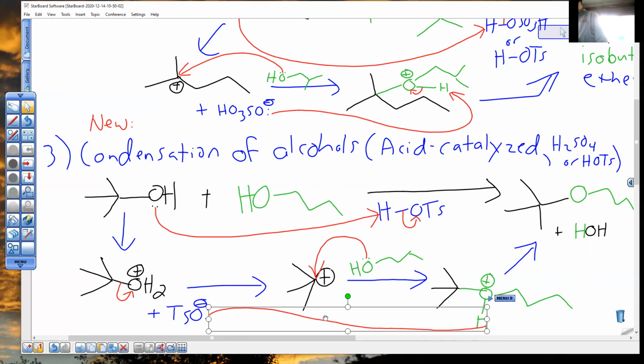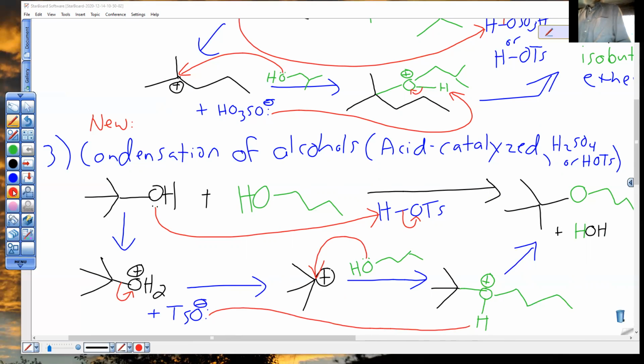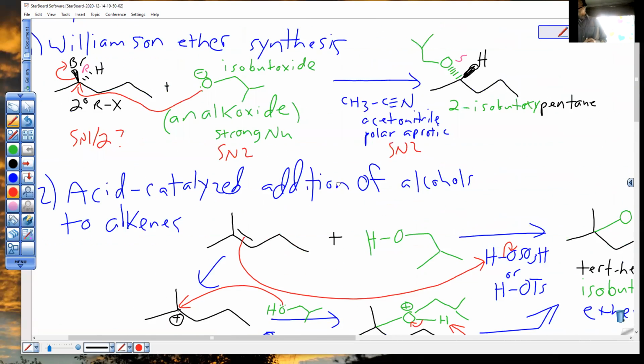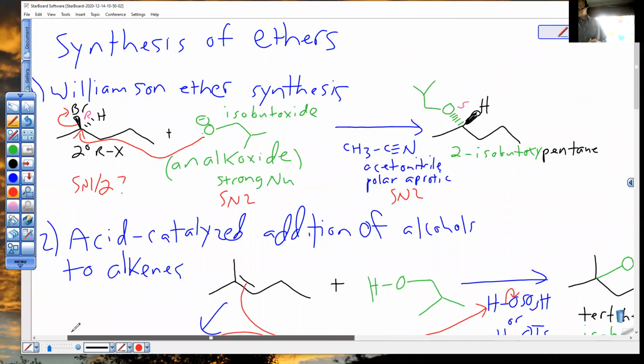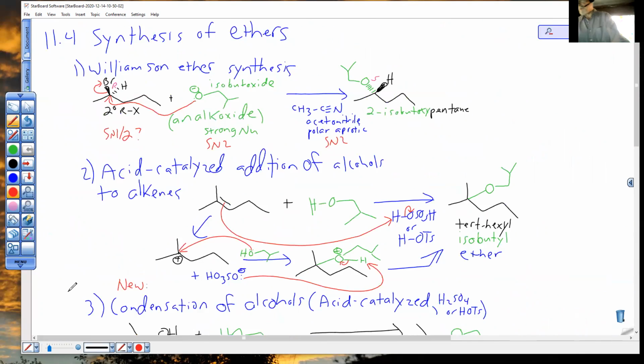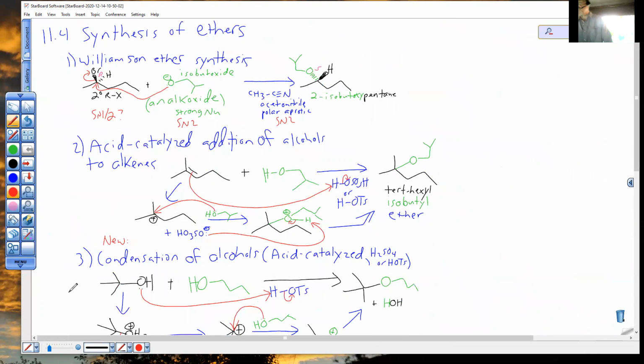Let's do one of these. There. Stops at the H. And you got your catalyst back. HOTs happens, and you get your ether. So lots of ways of making ethers. That's the whole page, synthesis of ethers. Three main methods, two from the past, one new.